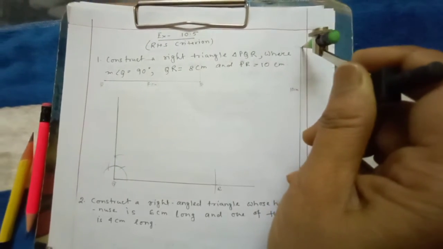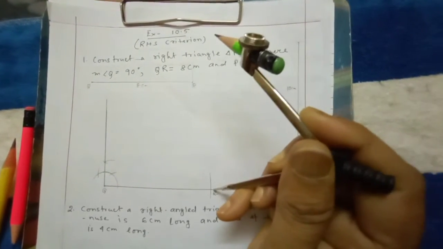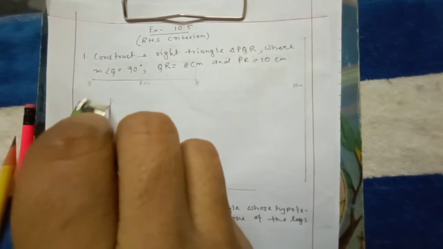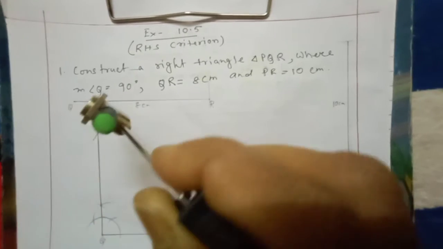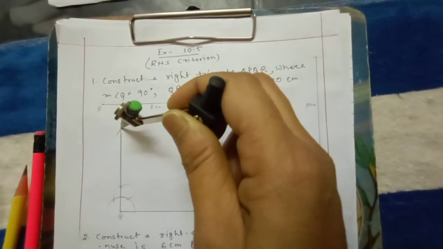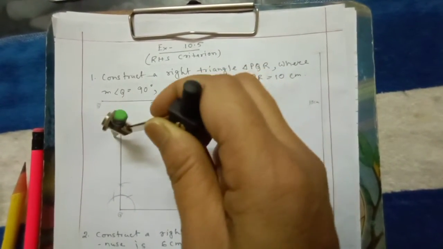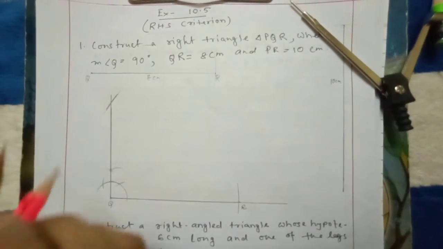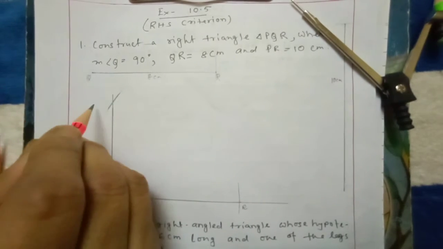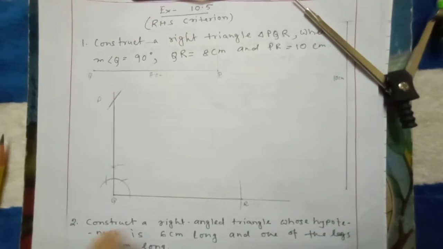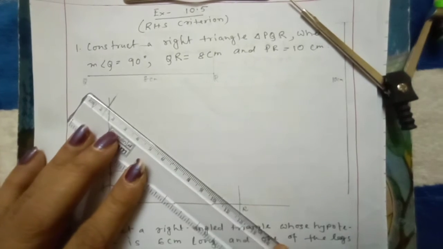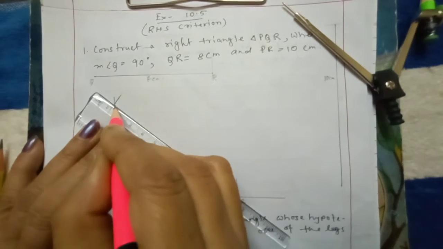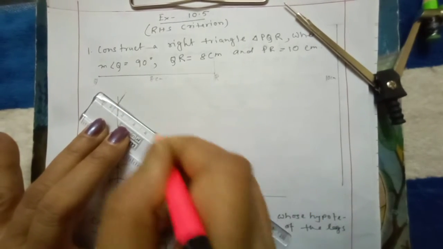So the measurement is 10 centimeter. Now put the pointer on R. Make the arc on the perpendicular line, on the 90 degree line. Understood? This is to find out P. Now it is P. Join P and R to find the line PR, and this is the hypotenuse and it is 10 centimeter.